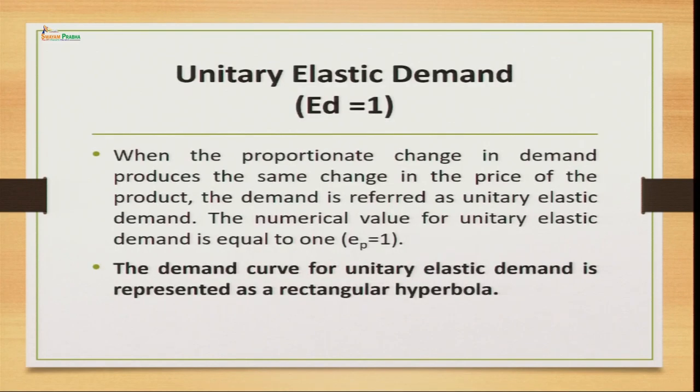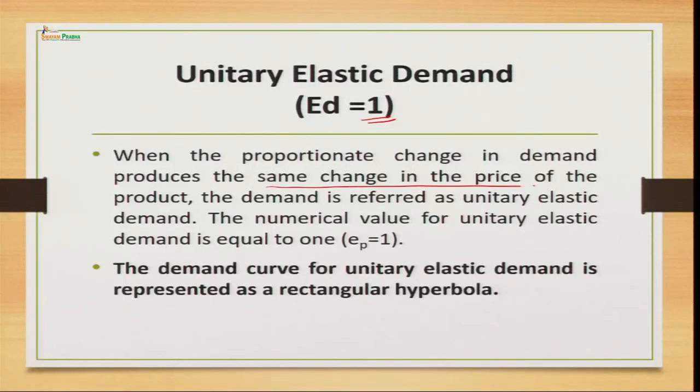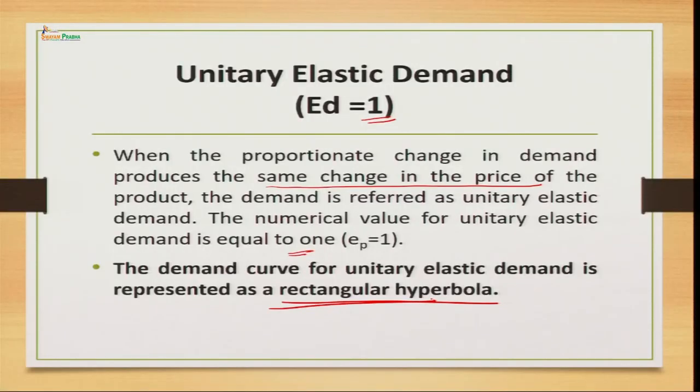Moving ahead, we have unitary elastic demand. Now, what is this unitary elastic demand? Here the elasticity will be equal to 1. That means whatever change takes place in the quantity demanded is equal to the change taking place in the price of the commodity, right? The change is equal. So, when the proportionate change in the demand produces the same change in the price of the product, the demand is referred to as unitary elastic, and the numerical value we associate here is equal to 1. And one thing you have to remember here is that the curve we are going to study here is in the shape of a rectangular hyperbola. Let me show you the curve.